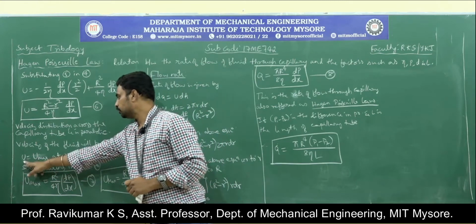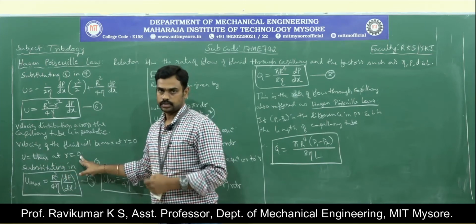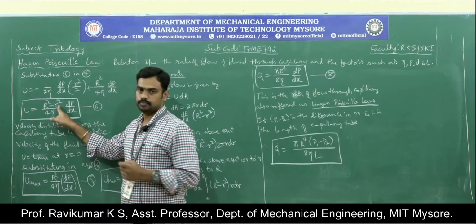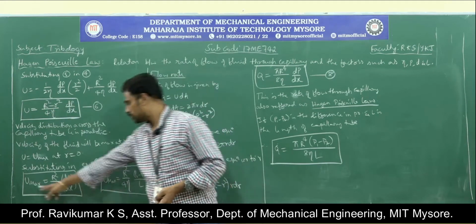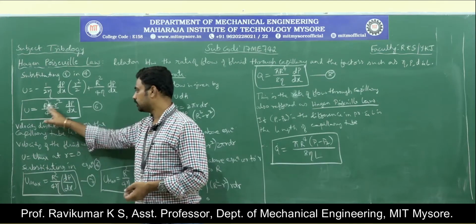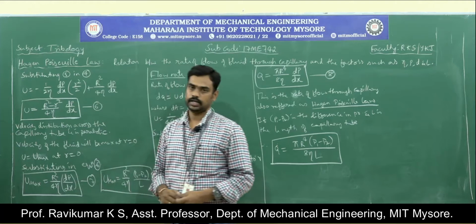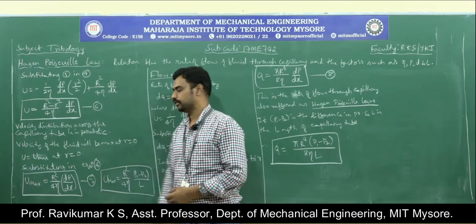So u becomes maximum when small r is 0, that is at the center. Substitute 0 in the place of small r and you will get the maximum velocity. So the maximum velocity is equal to capital R square, neglecting the small r, divided by 4 eta into dp by dx. Call this equation 7.